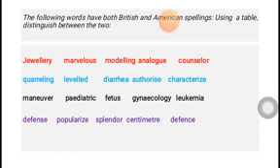Are you still writing down the words? Okay.